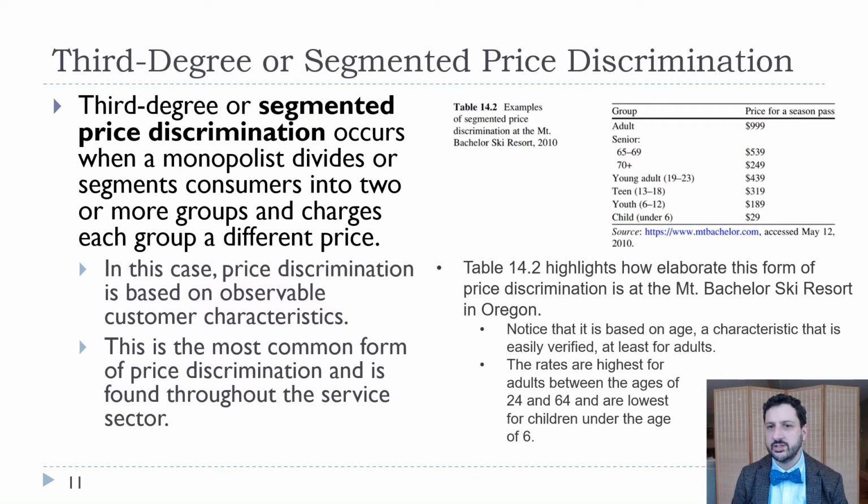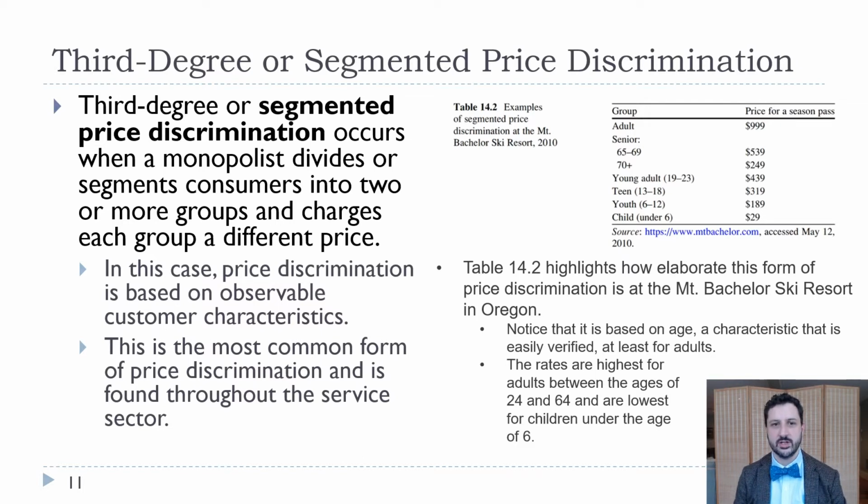So the next form of price discrimination we're going to talk about is third degree or segmented price discrimination. And we said perfect price discrimination is pretty much impossible. Second degree price discrimination is much more possible and fairly common, although there can be problems with it. Third degree or segmented price discrimination is fairly common.